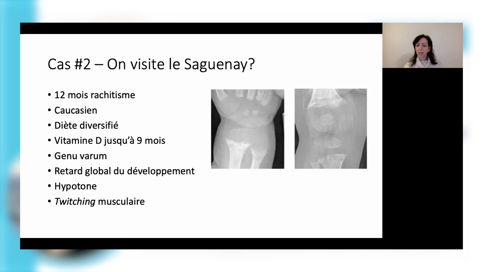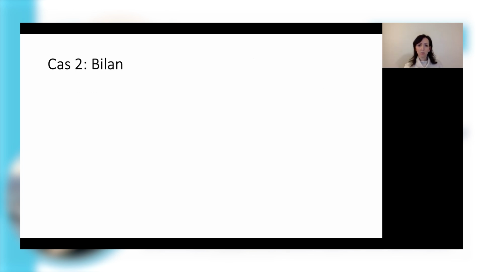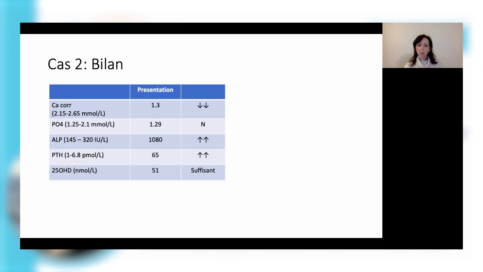You do the x-rays and you see the rickets. It's confirmed. So you do his blood work. Now here you have the alk phos that's increased, you have the PTH that's increased, and you're lucky to get a really quick vitamin D level, which is sufficient. Your phosphate is normal, but your calcium is really, really low. This is severely low calcium.